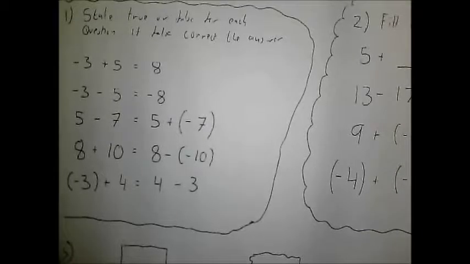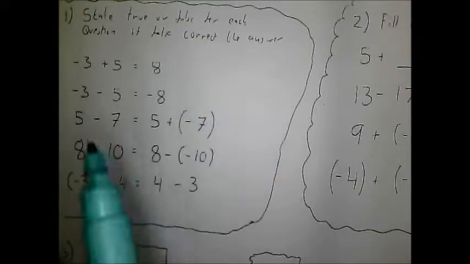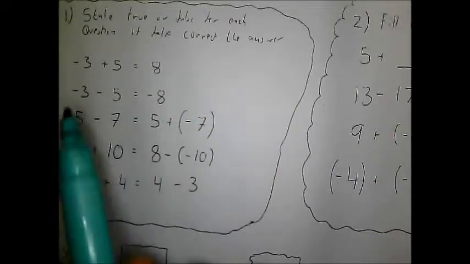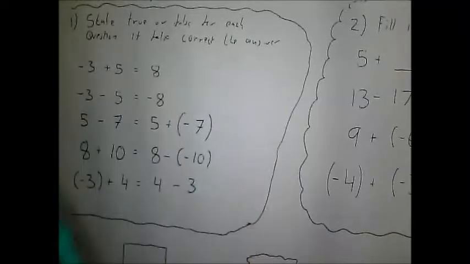Let's dive straight in. For this question, I'm being asked whether it's true or false, and if it isn't correct, put the correct answer down. So, let's have a think. Negative 3 add 5 equals 8.